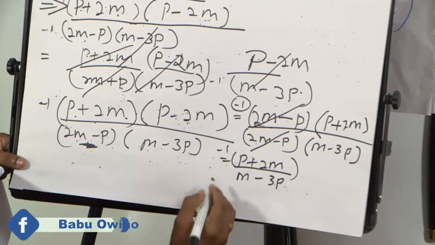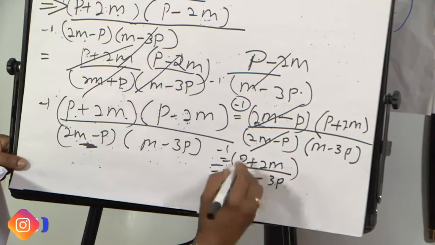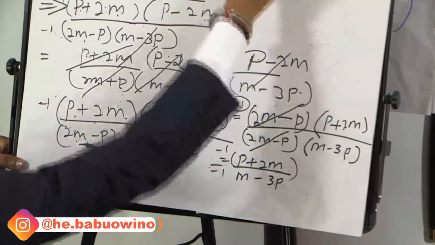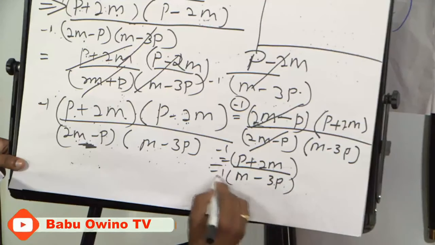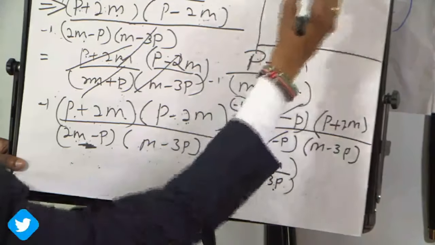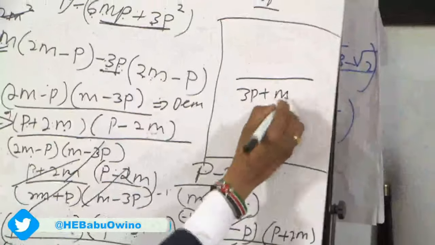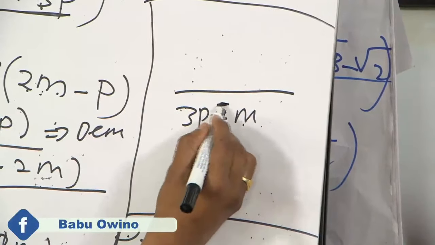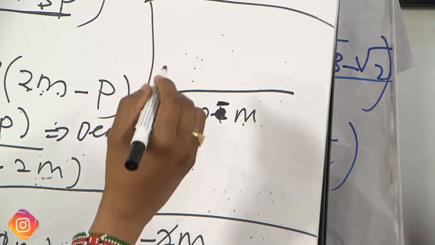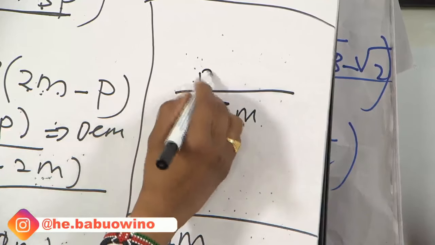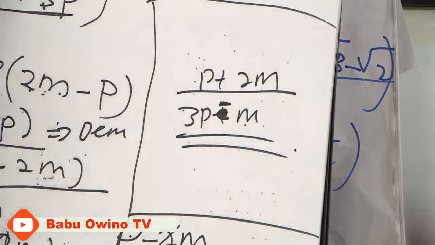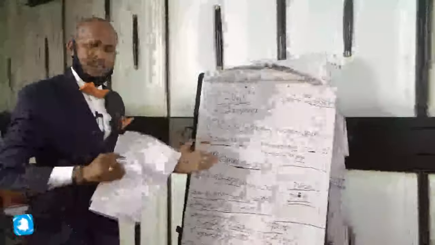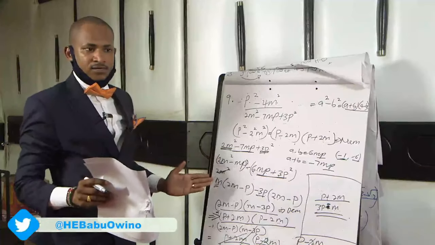So if you have a negative here, we can divide this by negative. Here now you will get, just follow me here, we're almost finishing it. When you multiply this by a negative, you get 3p. The denominator is 3p minus m. Sorry, 3p minus m. Then the numerator becomes p plus 2m. You can see the way these letters are playing around. It's just a matter of the signs, how you place the signs. That is what is very important.